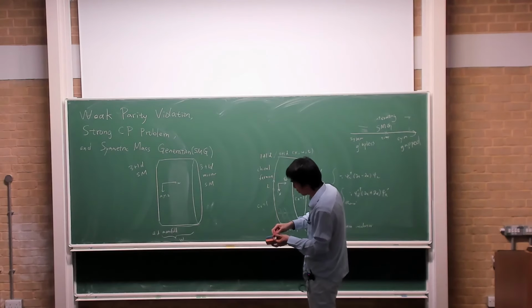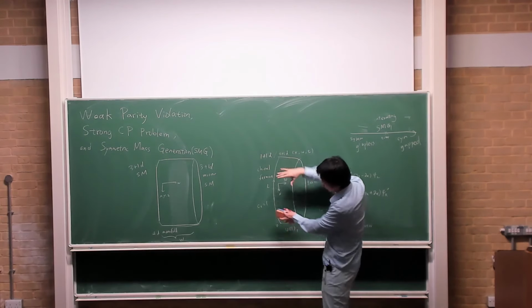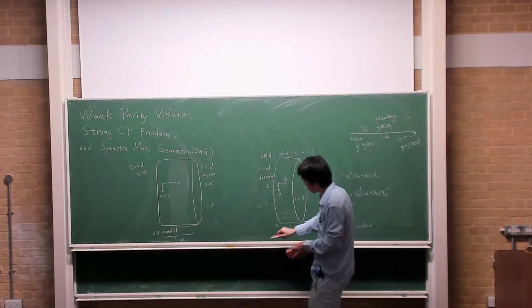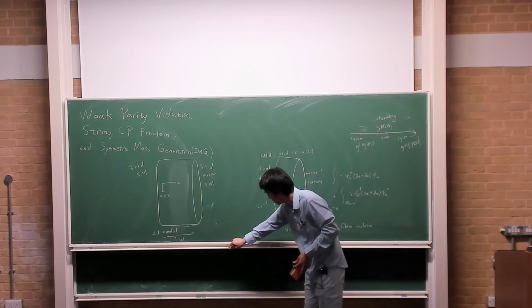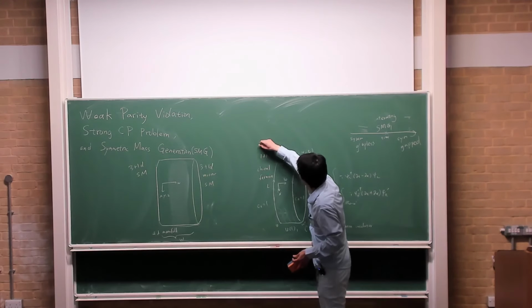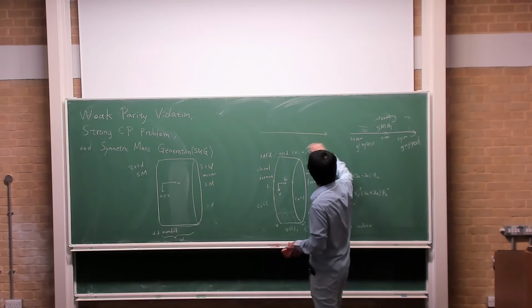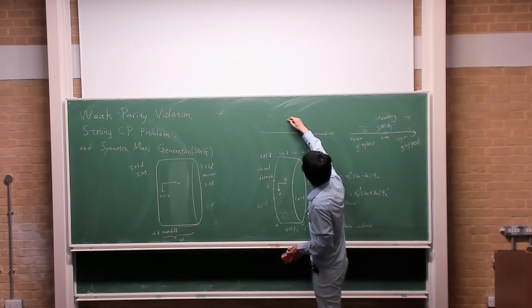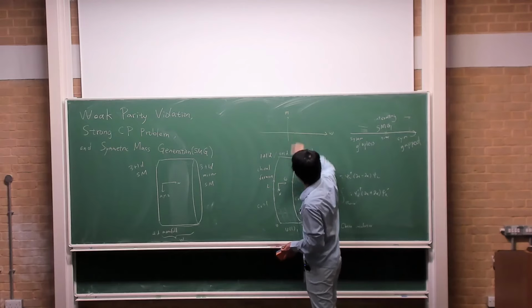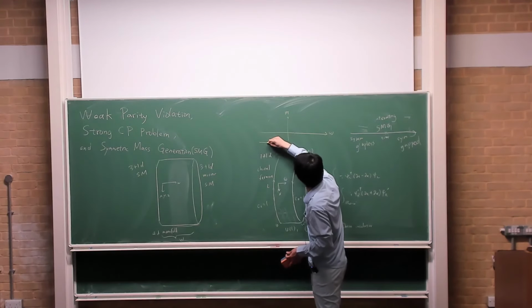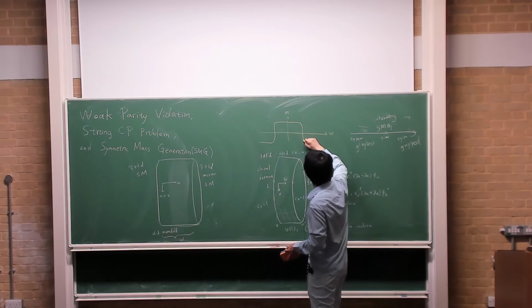So he asked a question about how I change the width, can I shrink it? You can understand this in terms of a mass profile along the W direction, and this is the mass. And what you need to do is that you have these fermions in 2+1D.